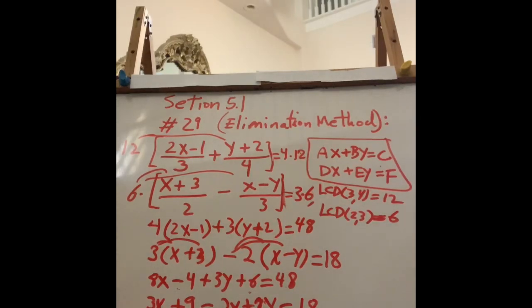So let me repeat that one more time. If you decide to eliminate x, for example, which is your decision, you can do y or x, but if you decide to eliminate the x, in this case, all you have to do is make the coefficient of x in your second equation become negative 8, which is opposite of 8.